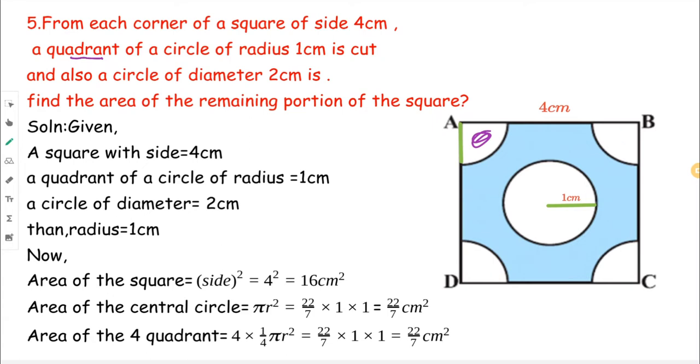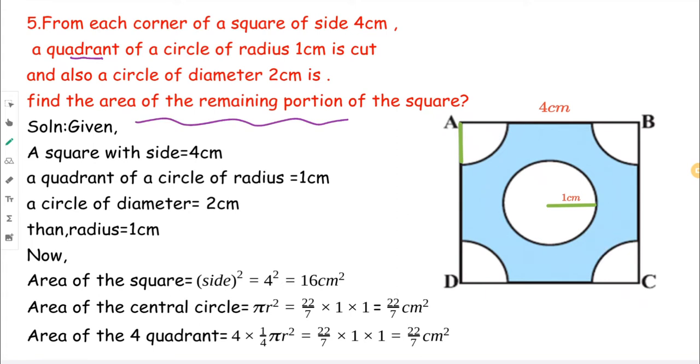And also a circle of diameter 2 centimeter, which means this one, alright? This is a circle. So if the given diameter is 2, which means the radius will be 1 centimeter. Find the area of the remaining portion. That means we also find this blue region here, right?